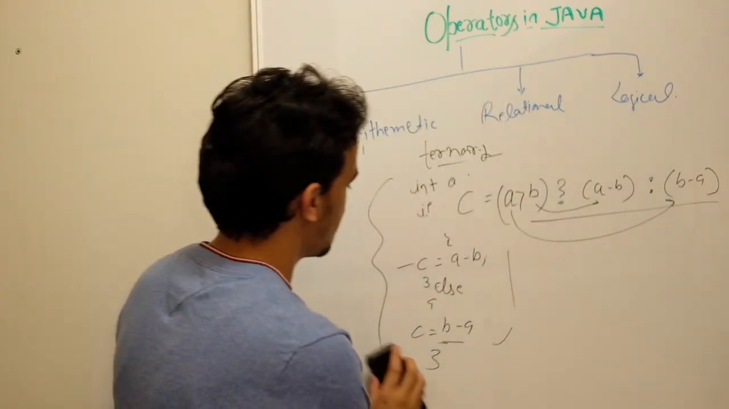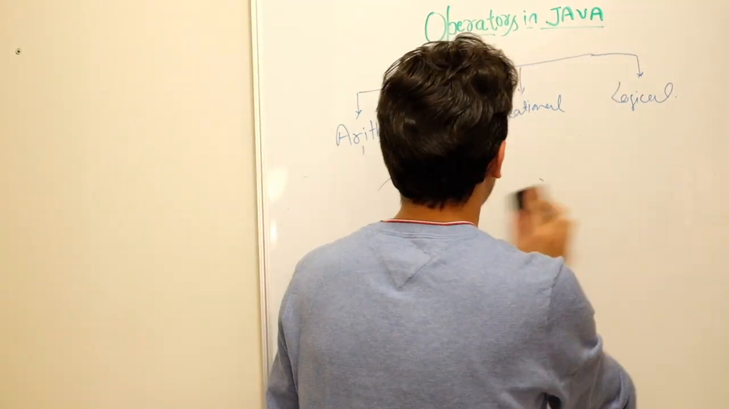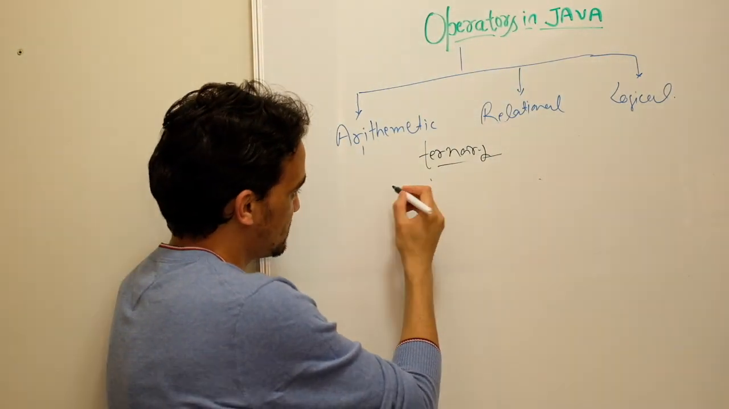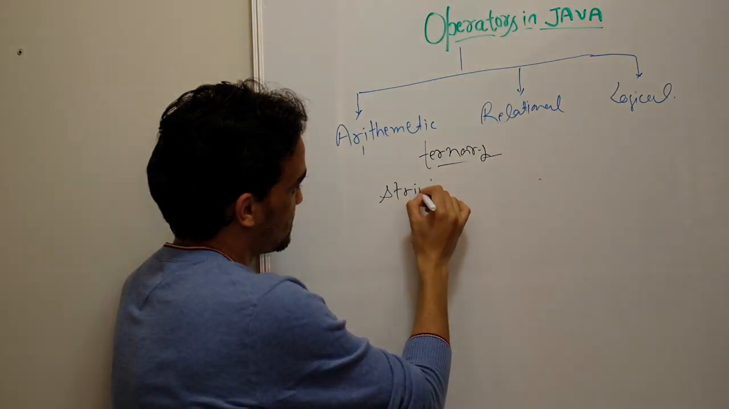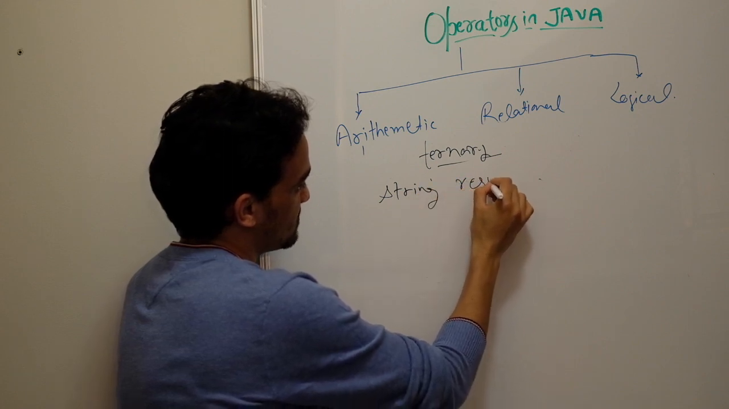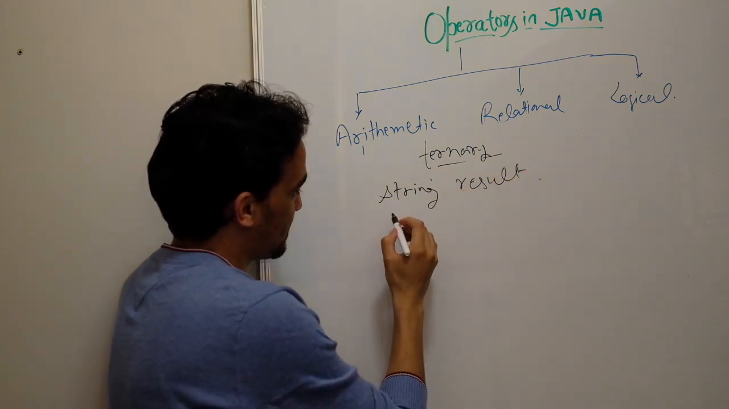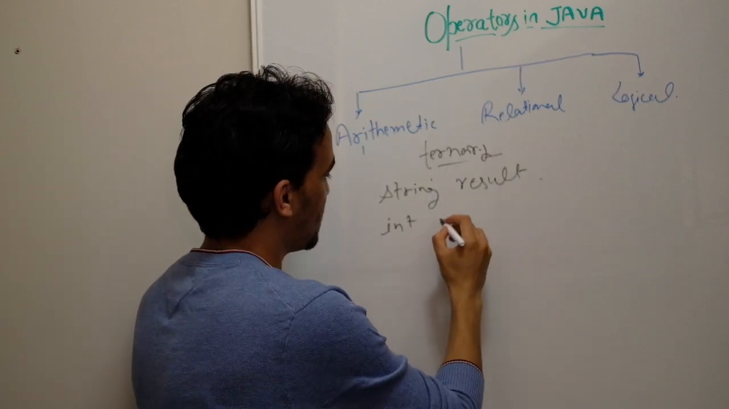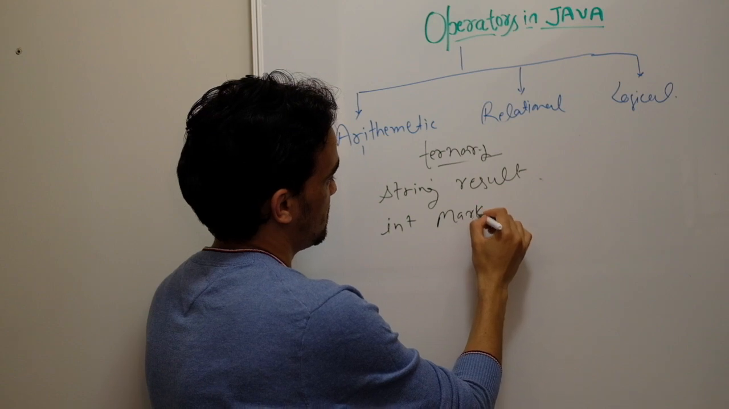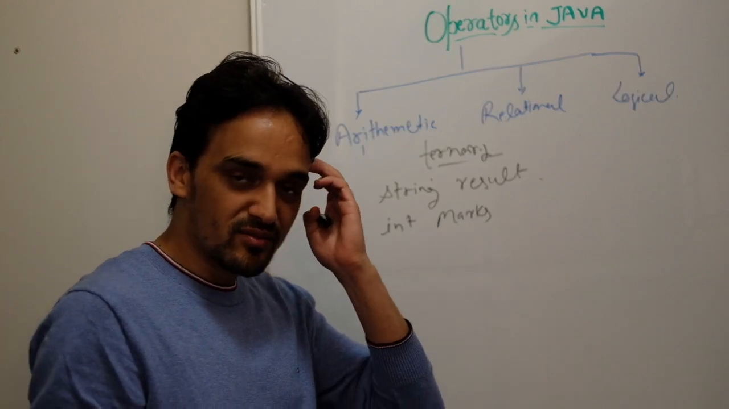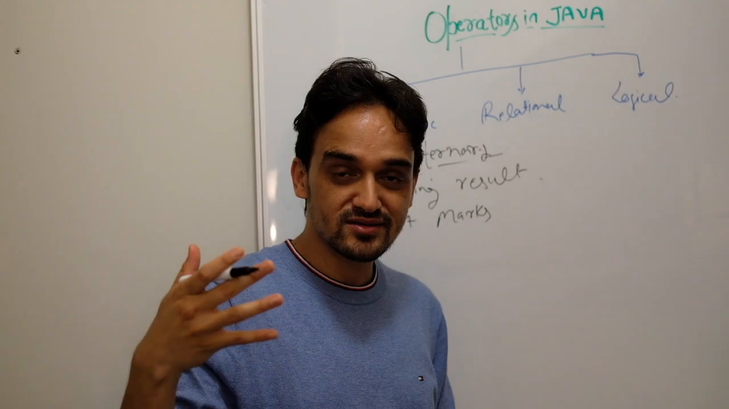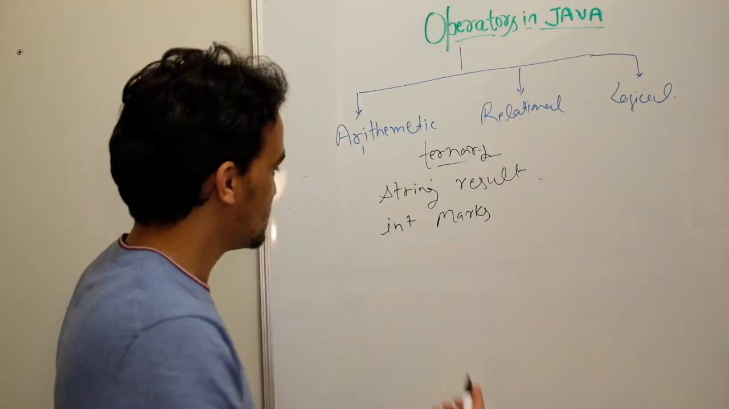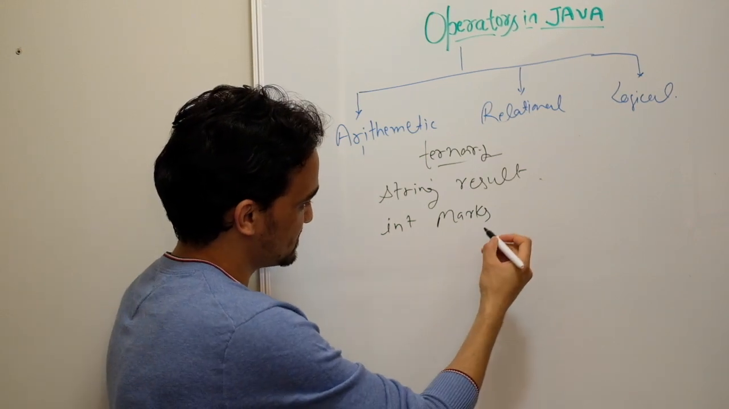And similarly, if I take another very practical example, let's suppose we have two variables, string result, and another variable, int marks. I want to write a condition. If the marks are more than 40, then result is pass, else result is fail. So how do I write it? I write it like this.